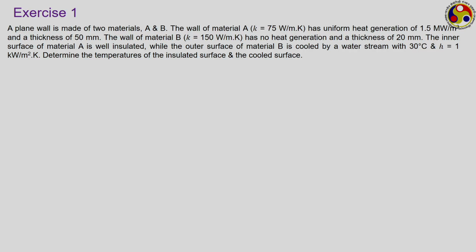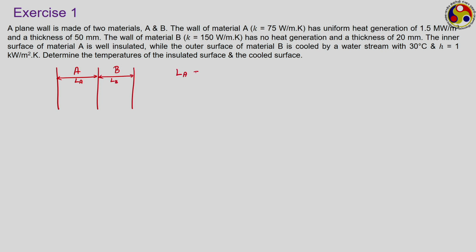Here it is given that we have a plane wall which is made of two materials A and B. The wall of material A has uniform heat generation and a thickness of 50 millimeter, and the wall of material B has no heat generation and a thickness of 20 millimeter. So, you can draw the walls maybe. We have two blocks, this is your A, this is your B. Block A has thickness L_A, block B has thickness L_B.